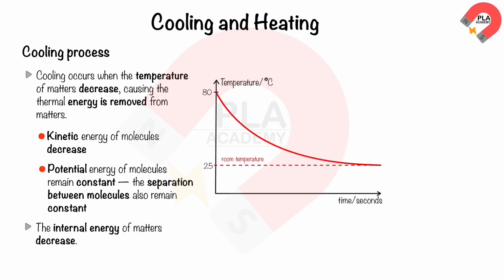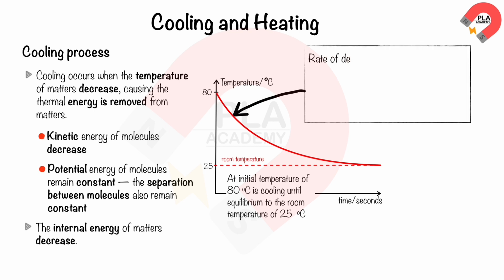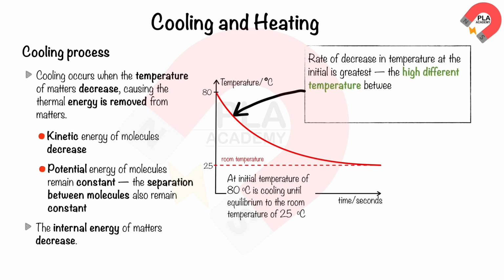When water at an initial temperature of 80 Celsius is cooled until equilibrium with the room temperature of 25 Celsius, the result is shown as the graph of temperature in Celsius against time in seconds. The rate of decrease in temperature at the initial stage is greatest because of the high temperature difference between the water and surroundings, so more thermal energy is lost to the surroundings.